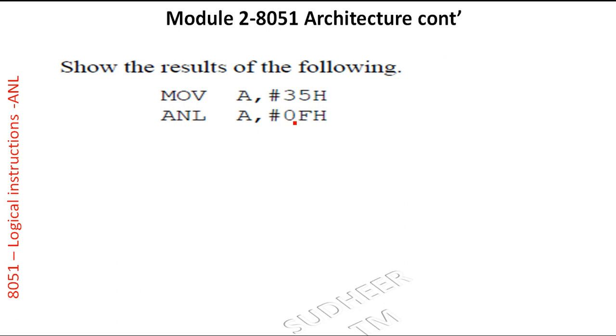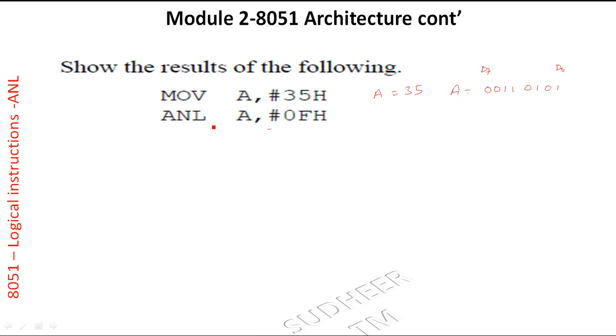Example: show the results of the following. MOV A, #35H. What is the instruction doing while executing MOV A, #35H? While executing the instruction, A is equal to 35H. How is 35 represented within the microcontroller? It is 3 as 0011 and 5 as 0101. So D0 will be 1 and D7 will be 0 within the accumulator after the first instruction.